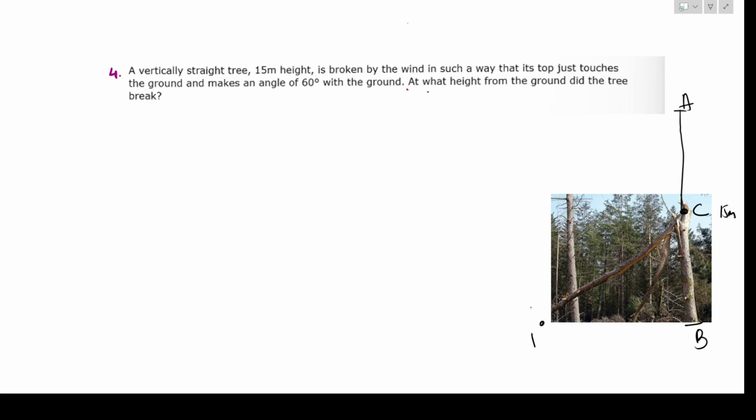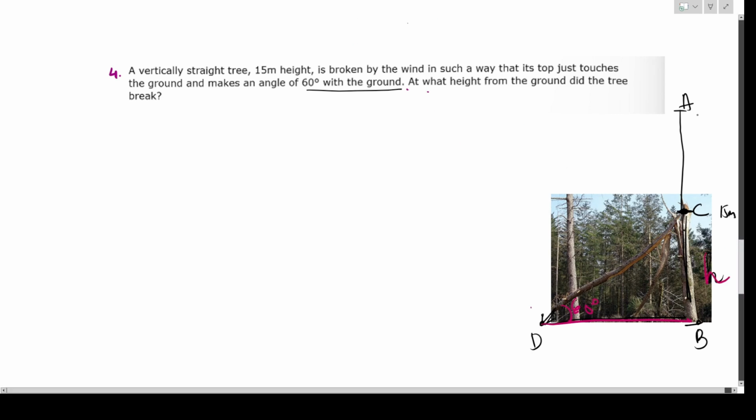Let us imagine D as the point where the top is touching the ground and makes an angle 60 degree with the ground. So let us take the angle made by the broken part and the ground as 60 degree. We are asked to find out the height from the ground to the point where the tree has broken, that is BC length. Let us assume BC equal to h meter. Then the part which is broken will be equal to 15 minus h, because the total length of AB is 15. So BC is h.